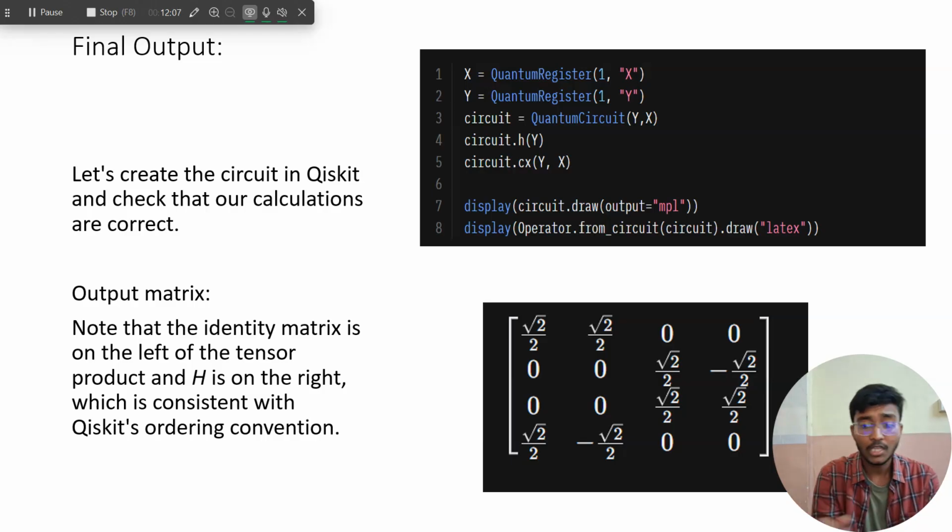Now when we look at the output matrix, we can note that the identity matrix is on the left of the tensor product and H is on the right, which is consistent with Qiskit's ordering convention. We should remember this in finding the circuit's output, as it's mandatory for achieving a good result. So on the extreme right, this is the final matrix of our quantum circuit.